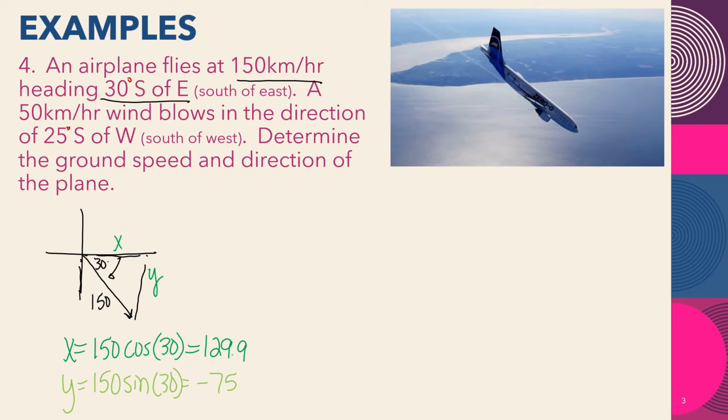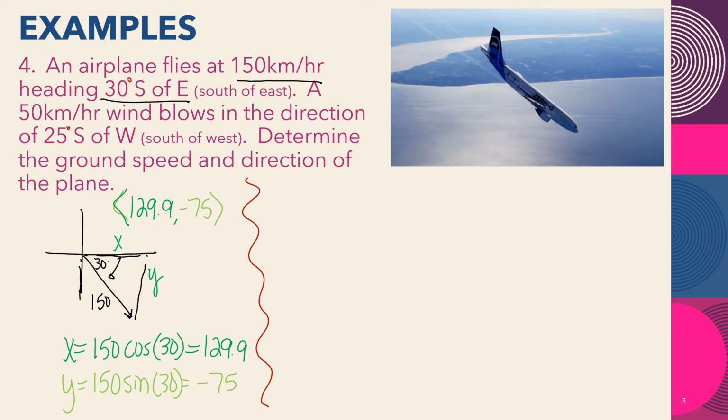All right, so now we know components of the first one. Excuse me, I wrote that in the wrong spot. The horizontal component is 129.9, and our vertical component is negative 75. Okay, so that's for the first part.